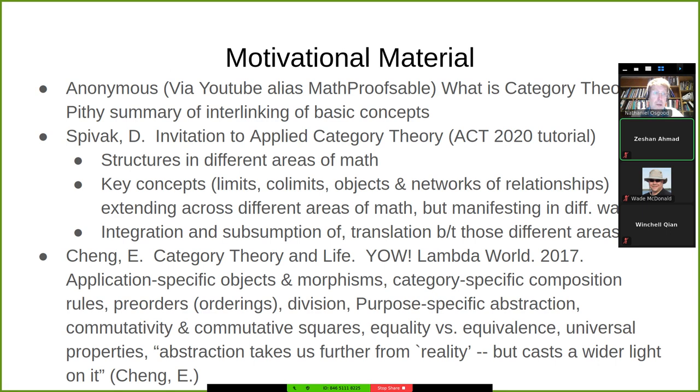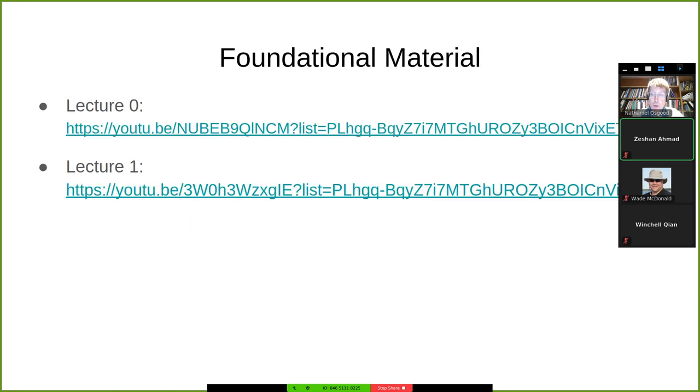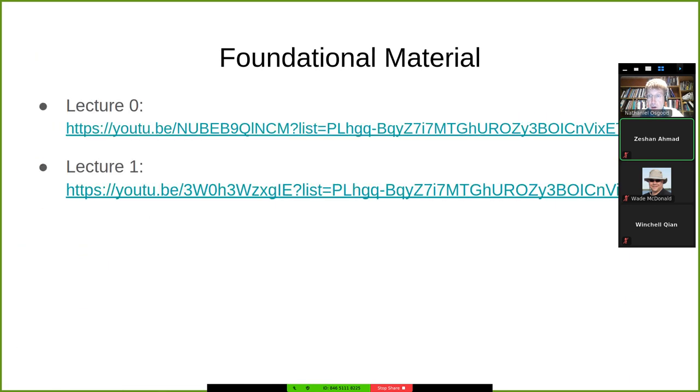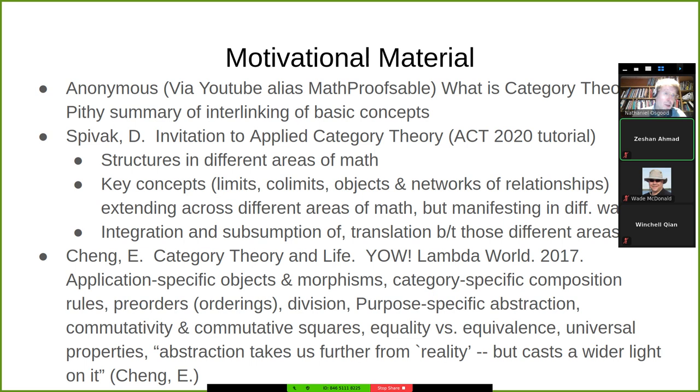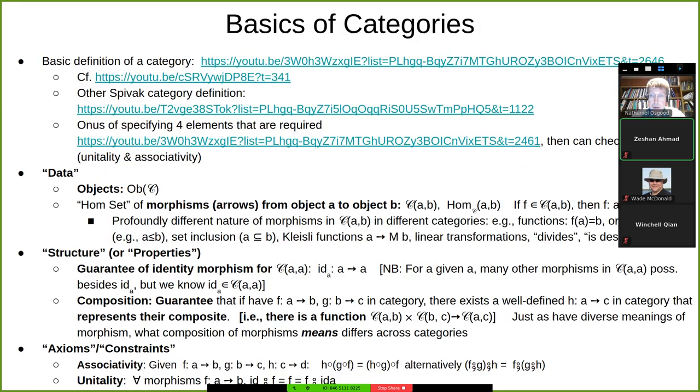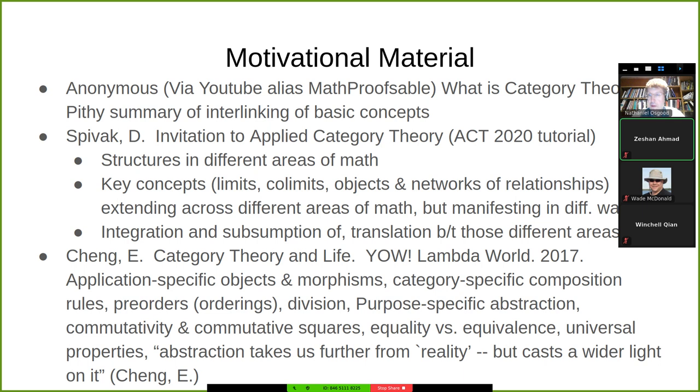Any comments on those before I get into some foundational material and some basics of categories here? Any comments on those videos that you think I'm unlikely to get into with notation and talk about the notion of a category? Anyone want to speak up about anything that interested them or that they found really confusing, or where one thing seemed to contradict another? Anyone want to speak up there?